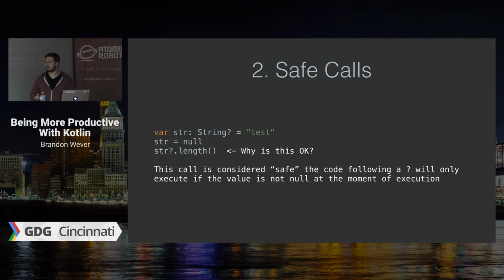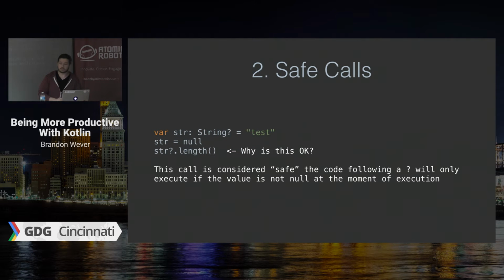Has anyone ever written any Swift? Okay, so that probably looks pretty familiar to you. That's a safe call, so you're trying to unwrap the value in str, and if it's null, nothing after that question mark will get executed. So if str is null at the moment of execution, anything after that question mark just doesn't happen.